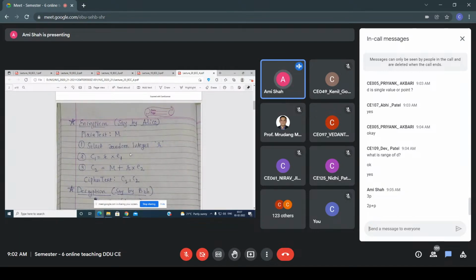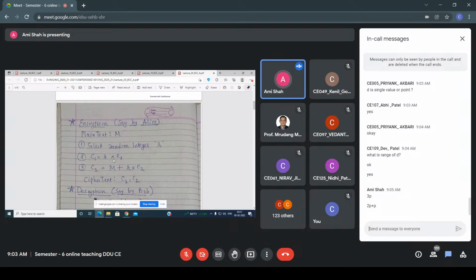Then after that you have to randomly select any integer value. So what you get here, you have to remember this formula: C1 equals R, some integer value, multiplied with E1. E1 means some point. And C2 equals M plus R into E2. So here M is a point, R is an integer value, and E2 is another point.